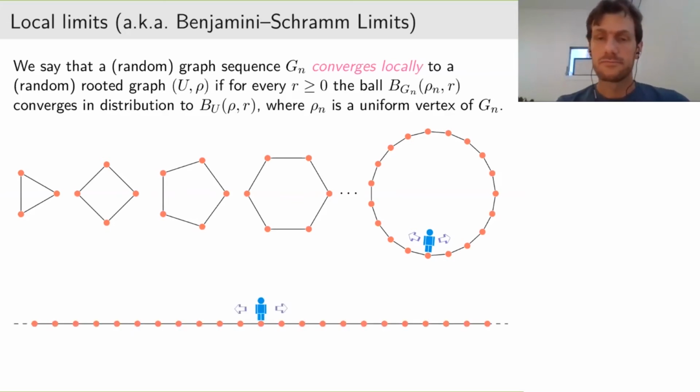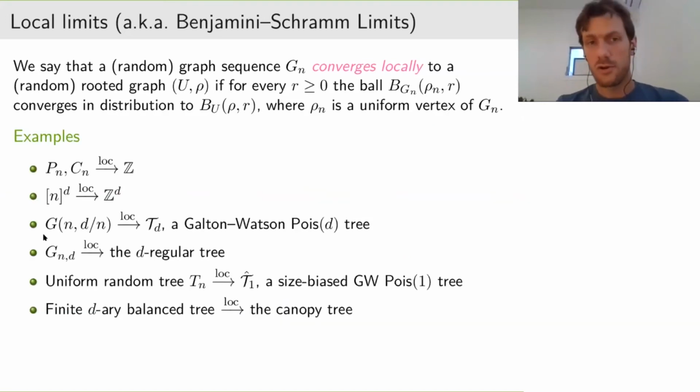Put it somewhere. It need not be deterministic, though. For example, just a couple of examples. The binomial random graph, this is an easy fact, converges locally to a Galton-Watson Poisson tree. And the sequence of uniform random labeled trees converges locally to a size-biased version of this Galton-Watson Poisson tree, which I will define quickly later. But even if the graph sequence is deterministic, non-random, the local limit may be random just because of the choice of the root in the graph sequence, which is random.